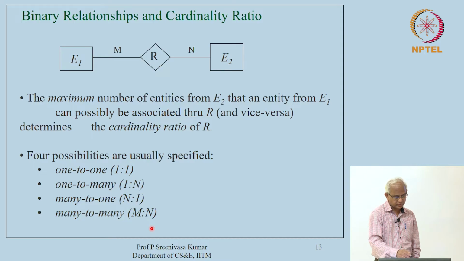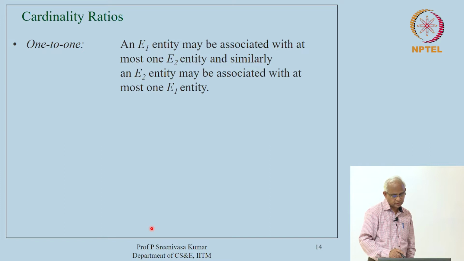We will define these things in the next slide. 1 to 1 means an entity E1 may be associated with at most one entity. Remember that we are saying it is the maximum number of entities it might be associated with. So, an entity E1 may be associated with at most one entity E2, and similarly an E2 entity may be associated with at most one E1 entity. If that is the case, we call that kind of relationship a 1 to 1 relationship type.